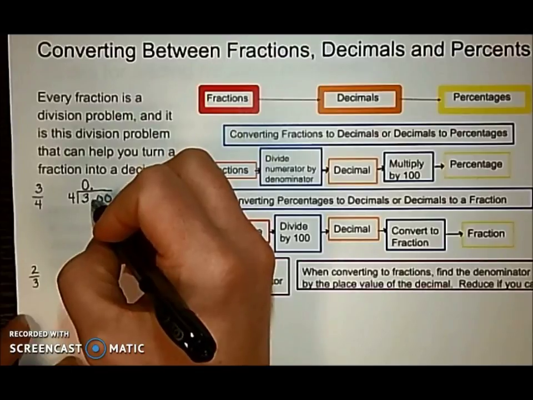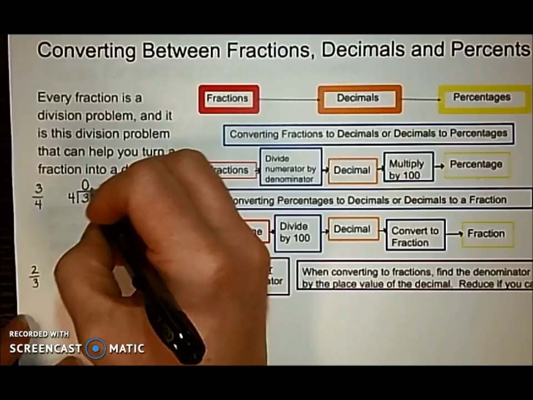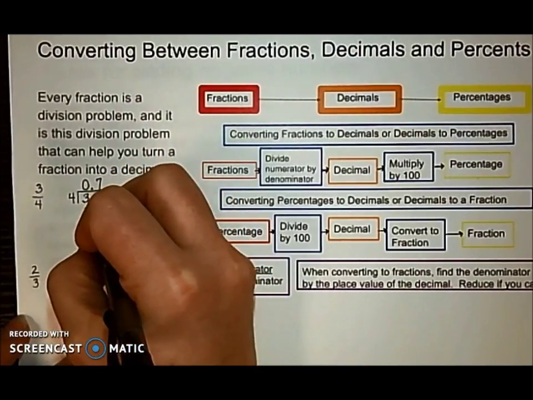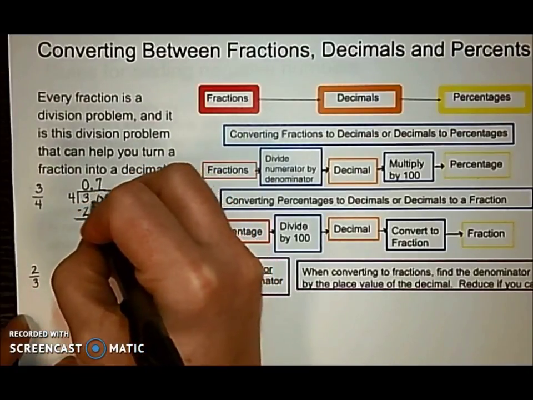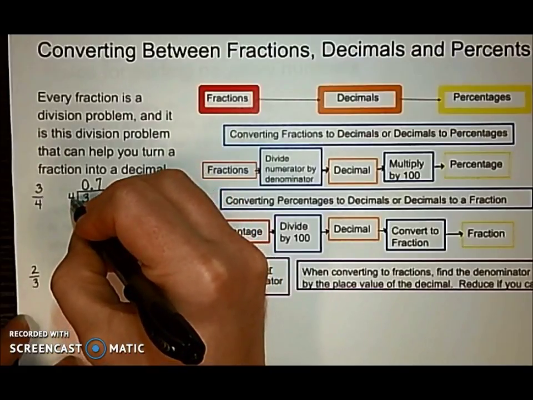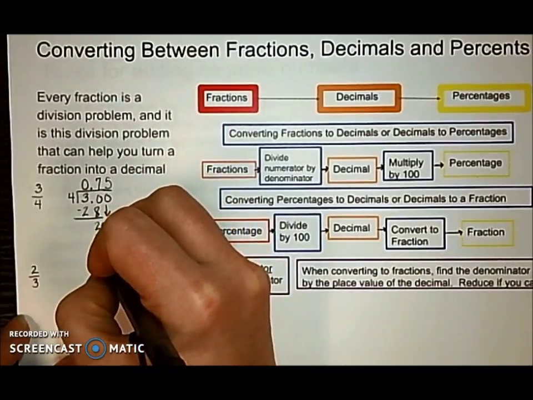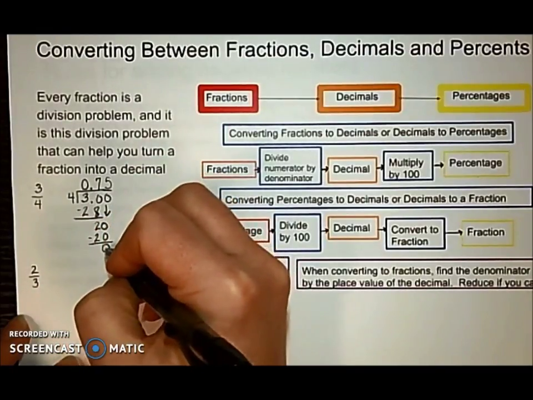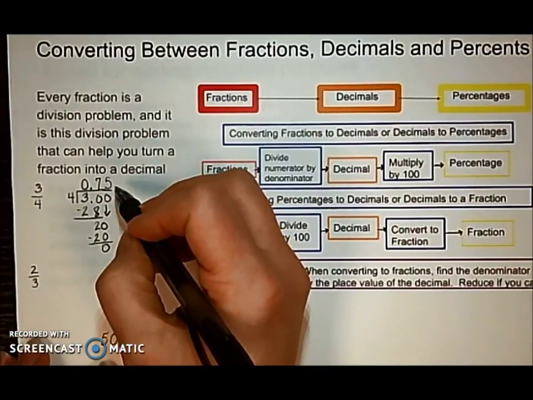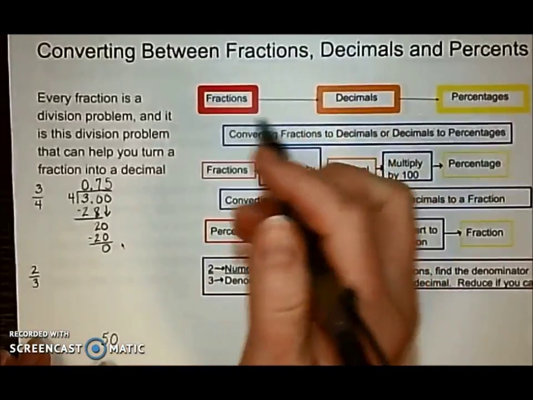Then I ask myself how many 4s can I get into 30, or how many times can 30 be divided by 4? And that is 7 times. 7 times 4 is 28. 30 minus 28 is 2, and then I bring down the 0. Then I ask myself again, how many times can 4 go into 20? Well, that's 5. 5 times 4 is 20. I subtract. I have nothing remaining, so I don't need to add any zeros, and this is an example of a decimal that terminates or stops. I have a remainder of 0, and I'm done.